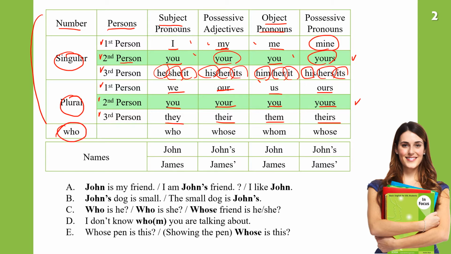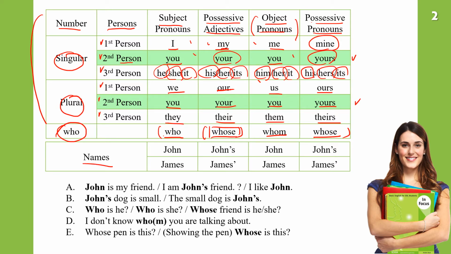Who. This is a relative pronoun. So subjective case is who. We have whose, and this is a possessive adjective, and whom is the objective case. And we have whose, which is identical to the possessive adjective, but in this case, this is a possessive pronoun. So I'm going to explain to you the usage a little bit later.